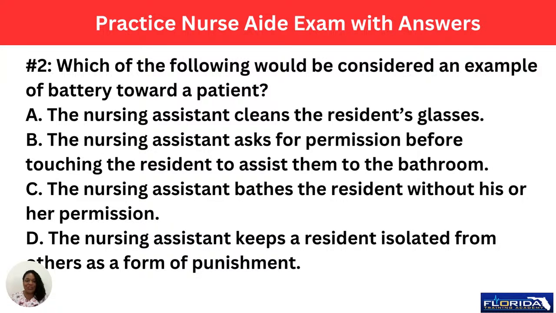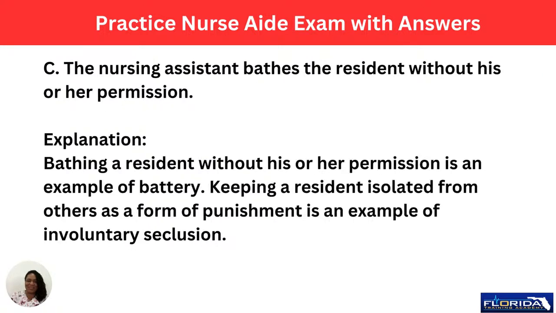Number two, which of the following would be considered an example of battery toward a patient? A, the nursing assistant cleans the resident's glasses. B, the nursing assistant asks for permission before touching the resident to assist them to the bathroom. C, the nursing assistant bathes the resident without her or his permission. Or D, the nursing assistant keeps a resident isolated from others as a form of punishment. So whenever you think about battery, think about the use of your hands. That's going to be my hint.